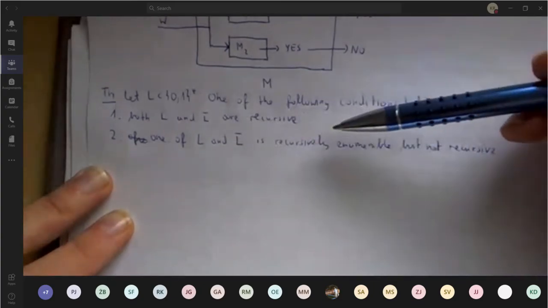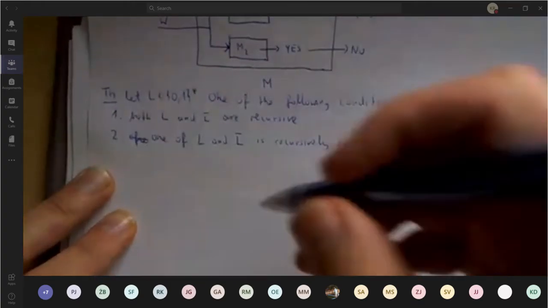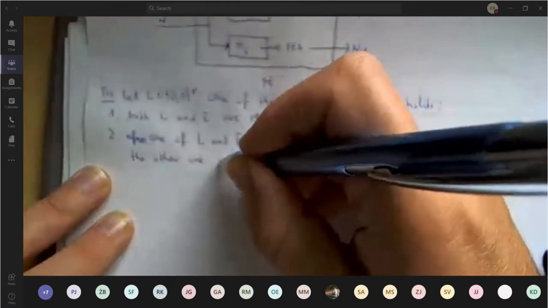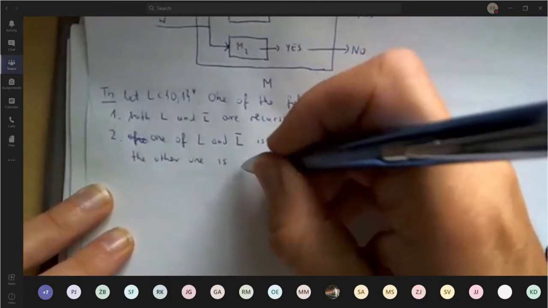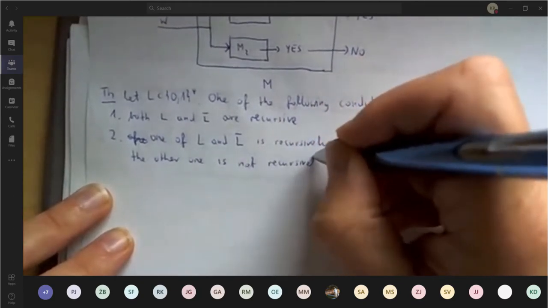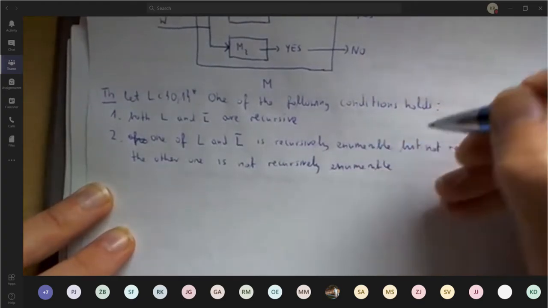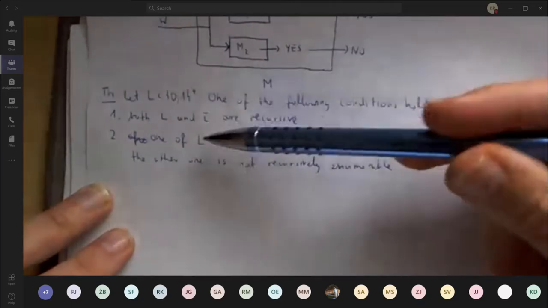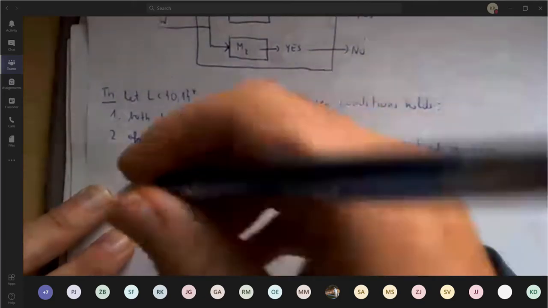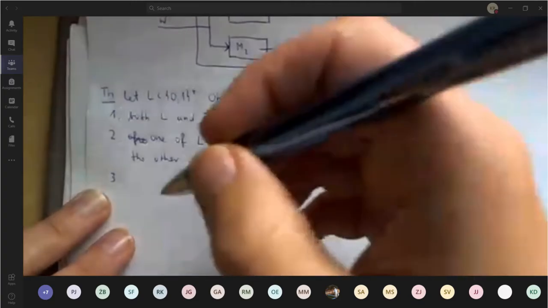So one of them is recursively enumerable but not recursive, and the other one is not recursively enumerable, because we know from the previous theorem that if both of them are recursively enumerable, then in fact they are recursive. And the last option is that none of them is recursively enumerable.